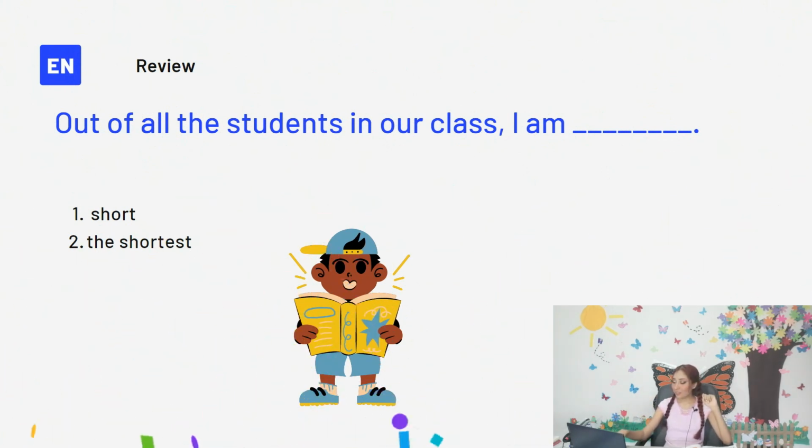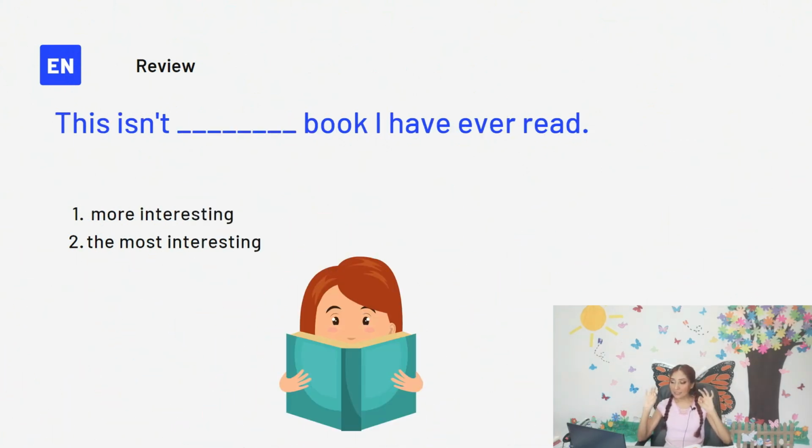Okay, so let's go to the next one. This isn't blank book I have ever read. Number 1, more interesting. Number 2, the most interesting. Number 1, number 2, what do you think about it? If it's a superlative, comparative, what is it? Are we comparing 2 subjects? Are we comparing one with a group?